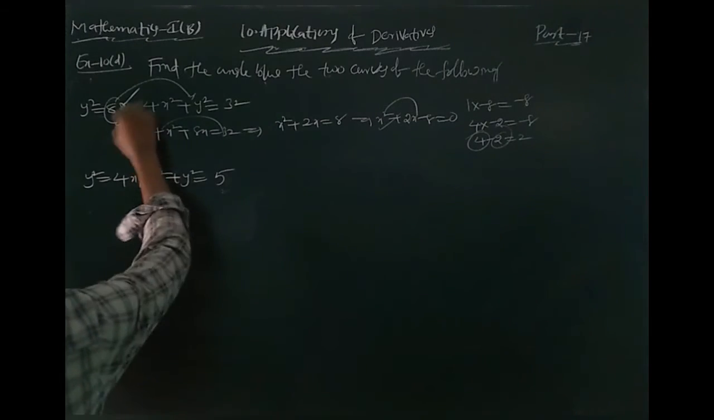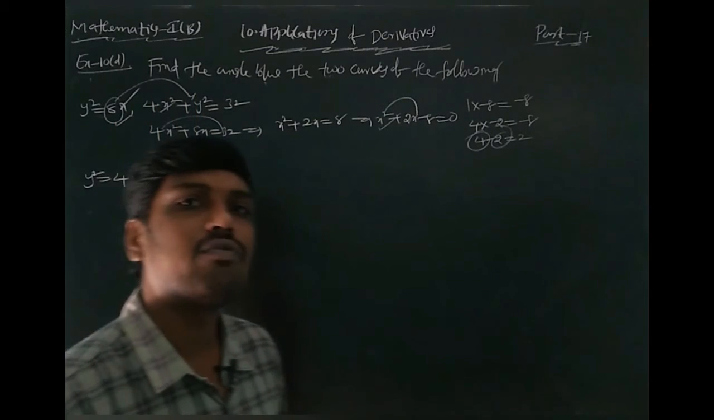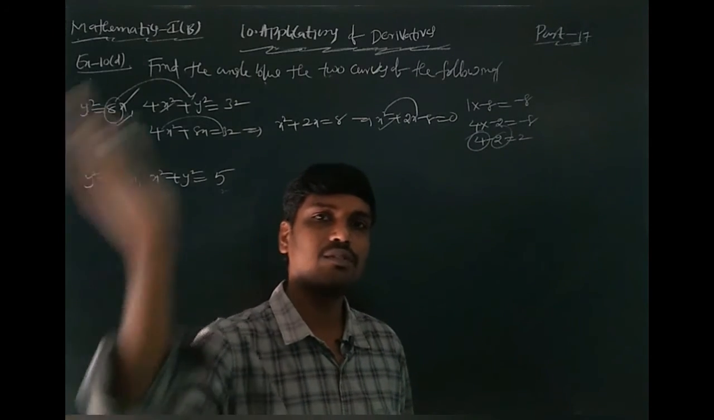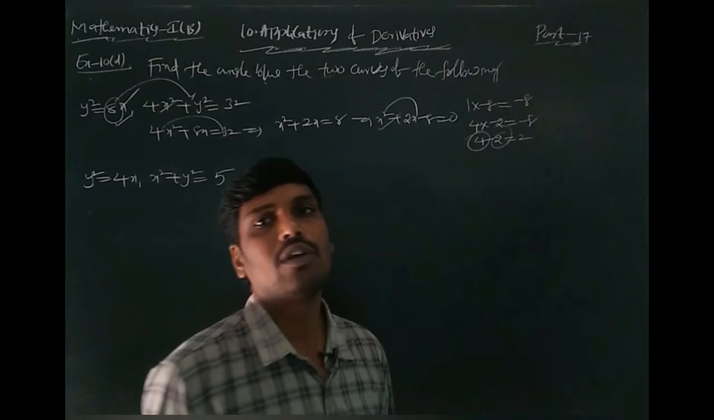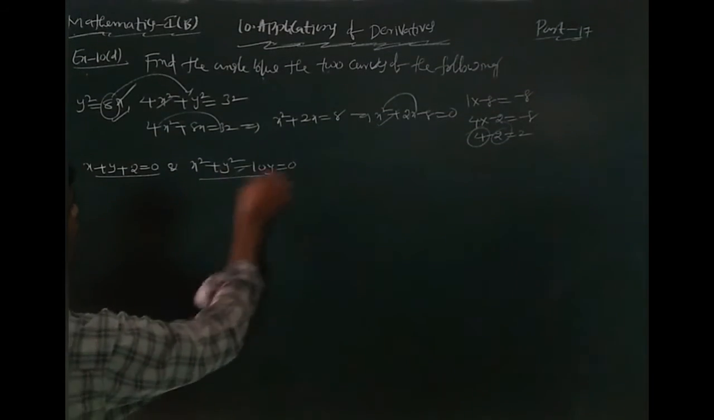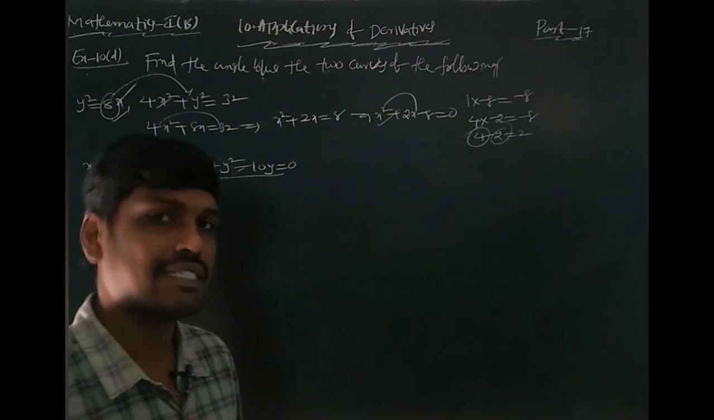After that, take the derivative of the first curve and the derivative of the second curve. You can find the slope of the tangent of the first curve, m1, and the slope of the tangent of the second curve, m2. After that, tan theta equals m1 minus m2 by 1 plus m1 m2. The next problem: x plus y plus 2 equal to 0 and x square plus y square minus 10y equal to 0.